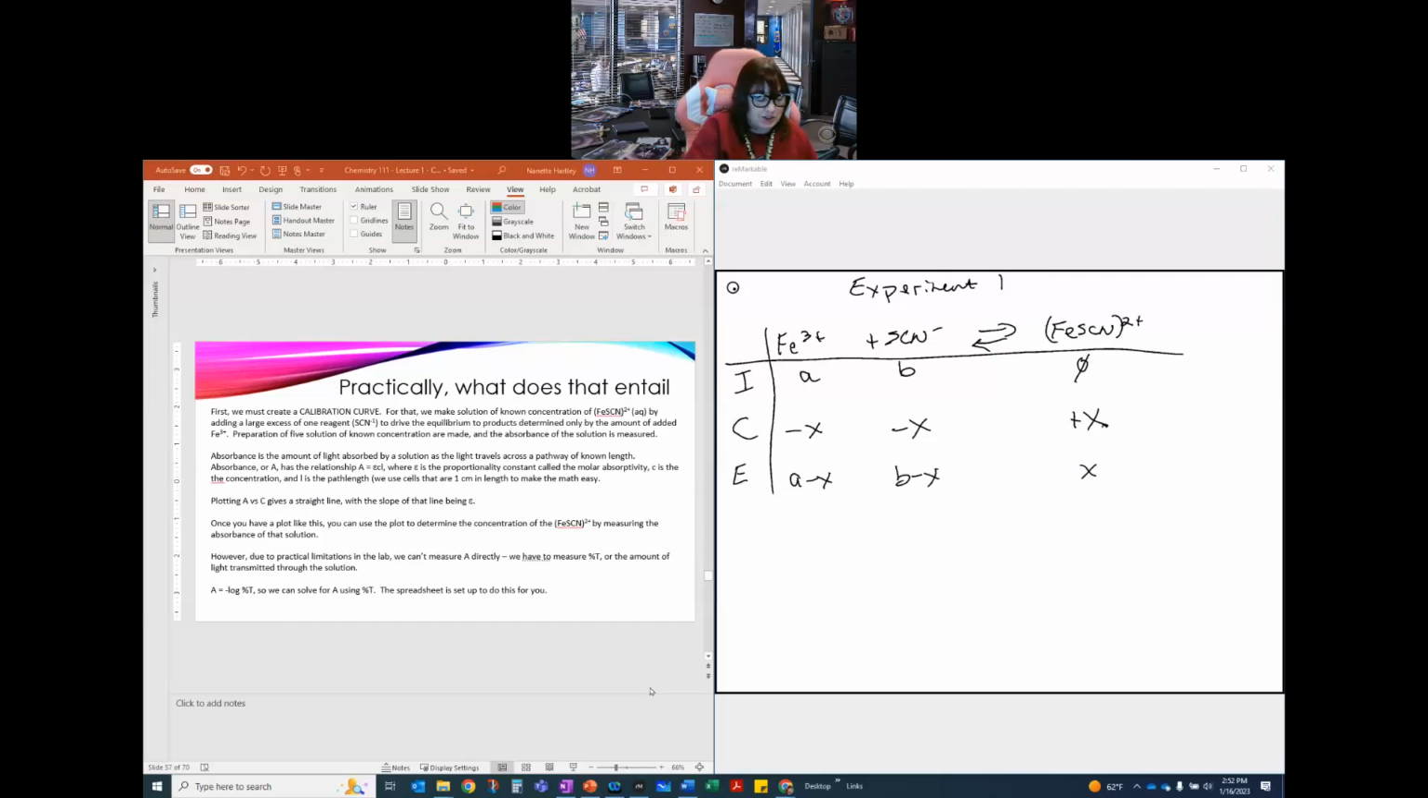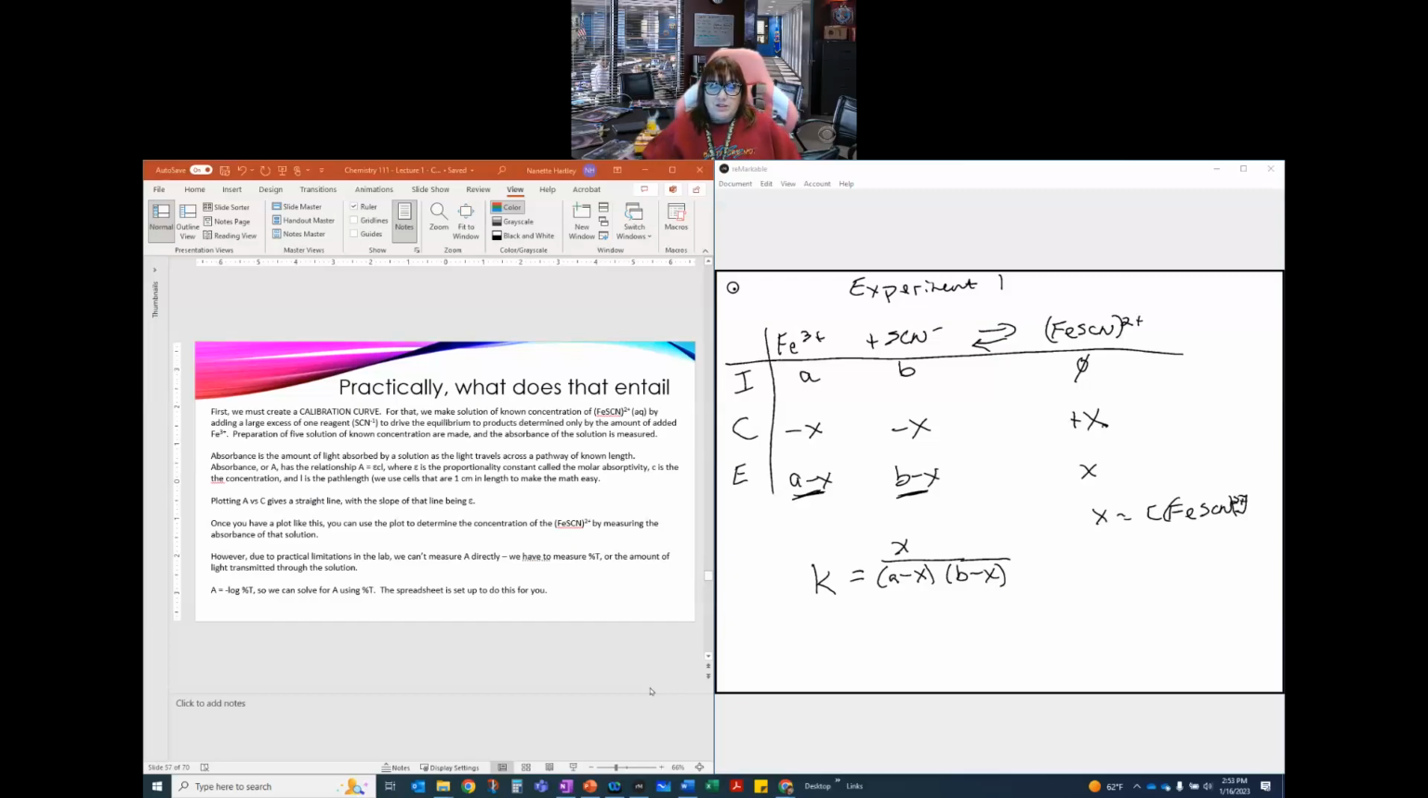Okay, so if I find the concentration of the FeSCN2+ through the calibration curve, then X is going to be equal to that concentration. So I will know what the value of X is. I will know how much A I started with and how much B I started with, so that I can calculate how much of each of those components I have. And then using K equals X over A minus X times B minus X, if I know all three of those values, I can calculate K. So that's what we're doing here: finding those values to be able to calculate K.